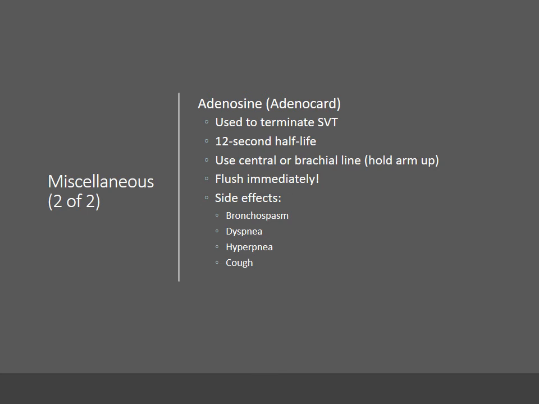Adenosine. Not to be confused with amiodarone. Make sure they're very different. Adenosine is used to terminate supraventricular tachycardia. It has a super short 12-second half-life and should be given with a central or brachial line with the arm held up. There has to be a flush immediately. Side effects include bronchospasm, dyspnea, increased respiratory rate, and cough.